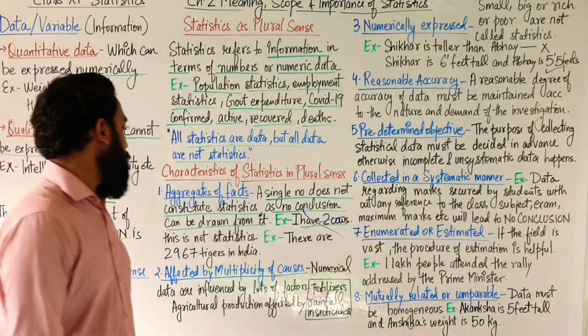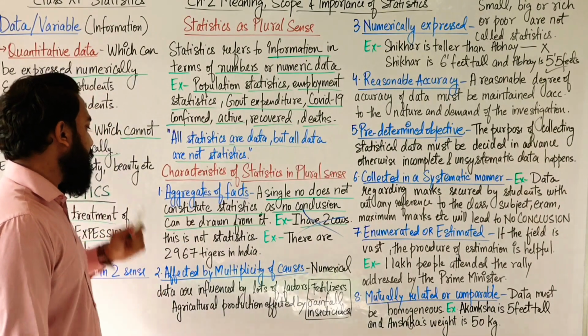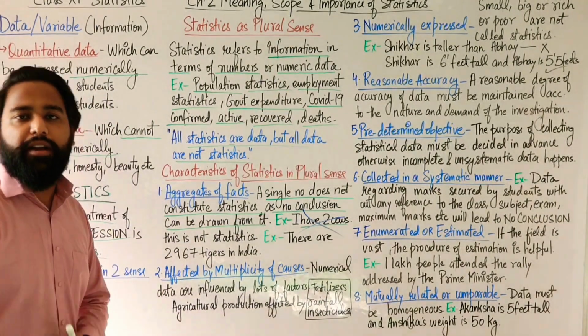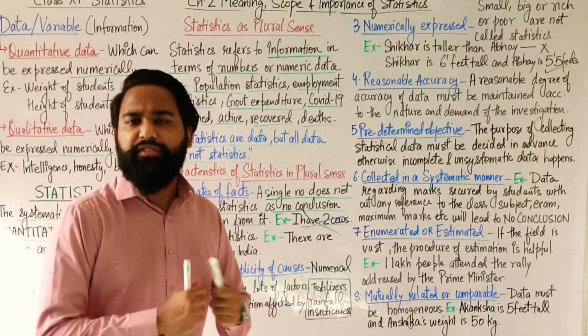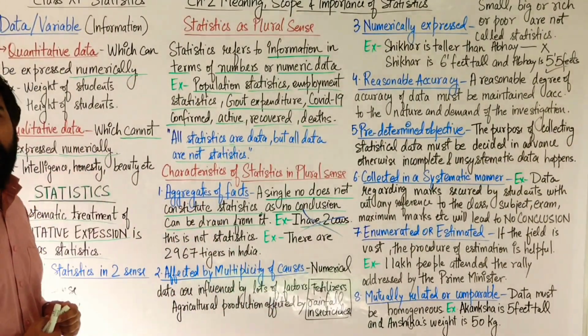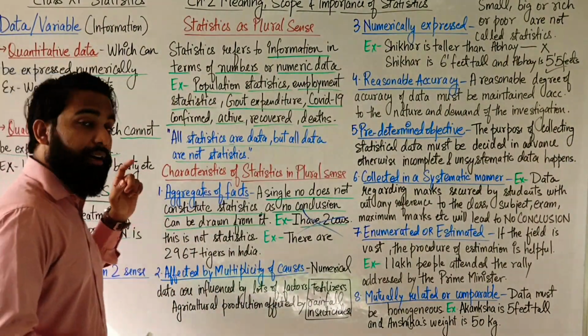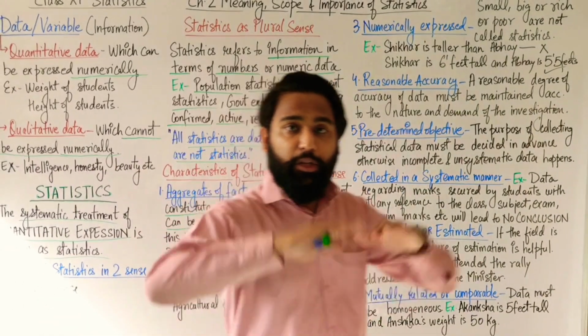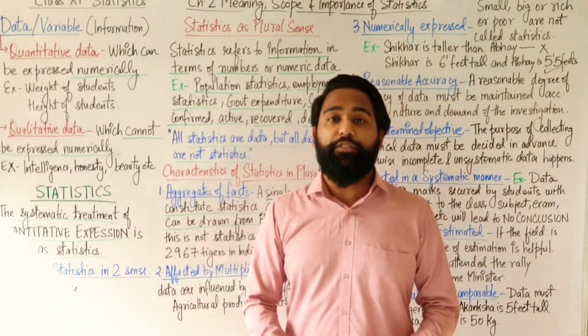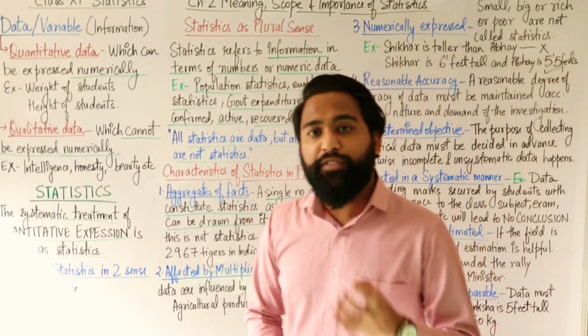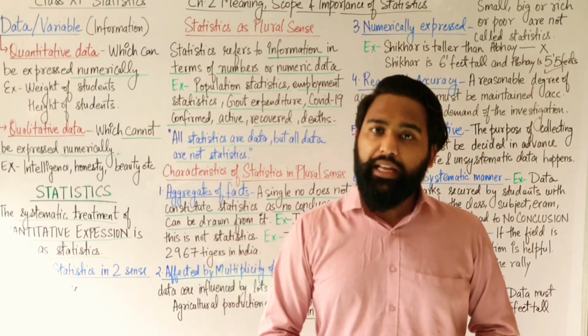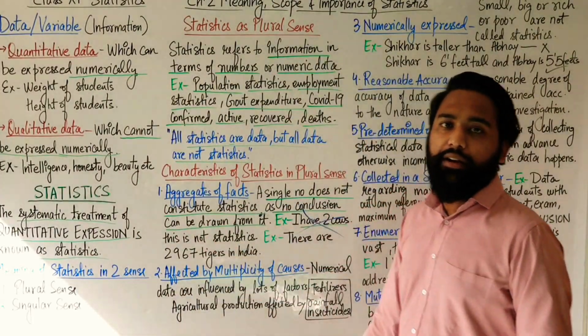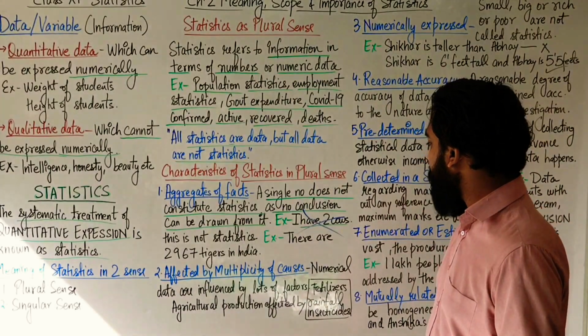Not at all. Now, if I say that there are 2,967 tigers left in India, will you call it statistics? Yes, it is statistics, because it is the aggregate of facts, that the number of tigers right now in India is 2,967. Is that clear?